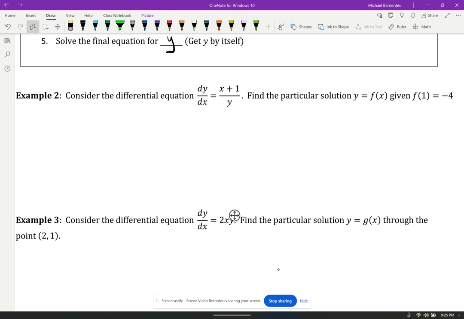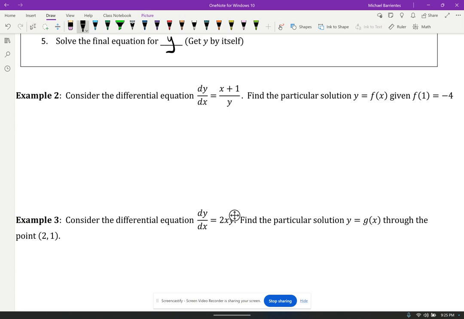Consider the differential equation given by this derivative formula. Find the particular solution, y equals f of x, given that f of 1 is equal to -4. Okay, so we're going to find the particular solution. Before we find the particular solution, we're going to find the general solution. When we get to that point, I'm going to point out what's the difference.